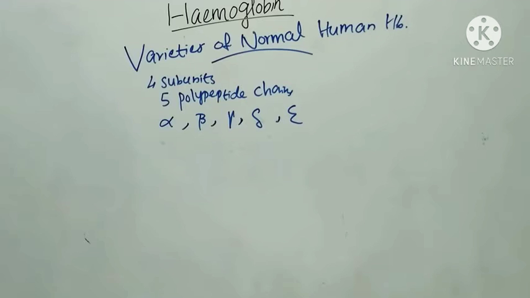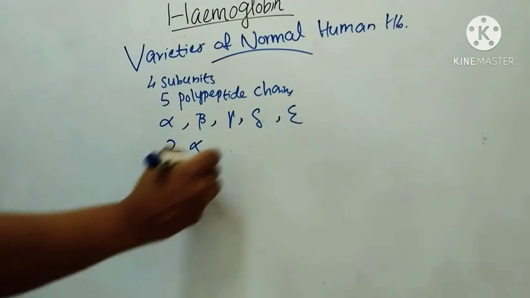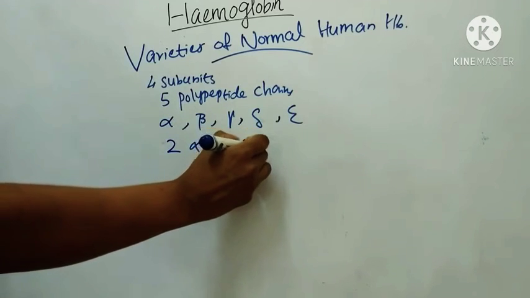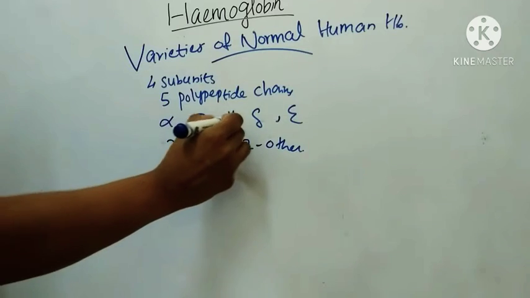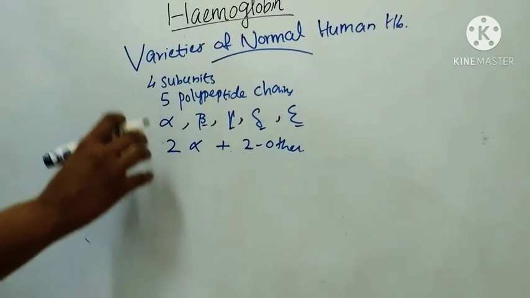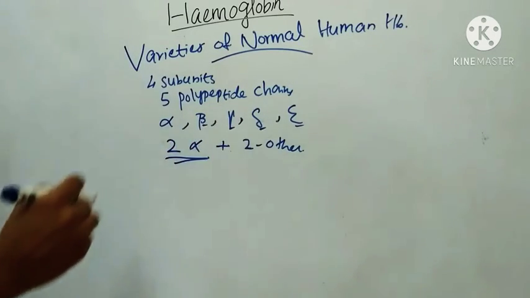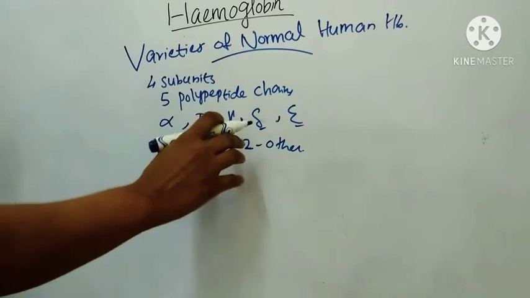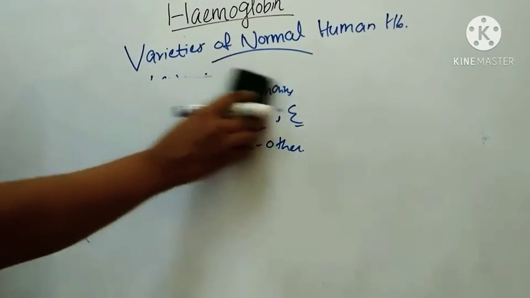Most normal human hemoglobin contains 2 alpha chains plus 2 other chains. The other chains may be beta, gamma, delta or epsilon, depending on the type of hemoglobin. So, the first one is HbA1 or HbA.